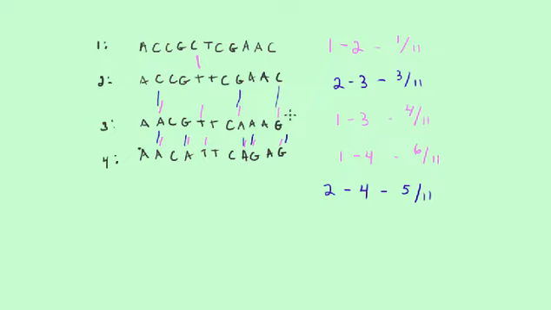And then we do the same thing for the comparison between 2 and 3. We find the 3 differences between 2 and 4, there are 5 differences out of 11. Then the last one that we want to do here is to compare 3 and 4. And when we do that, we find that there are 2 bases that are different between those 2 sequences.